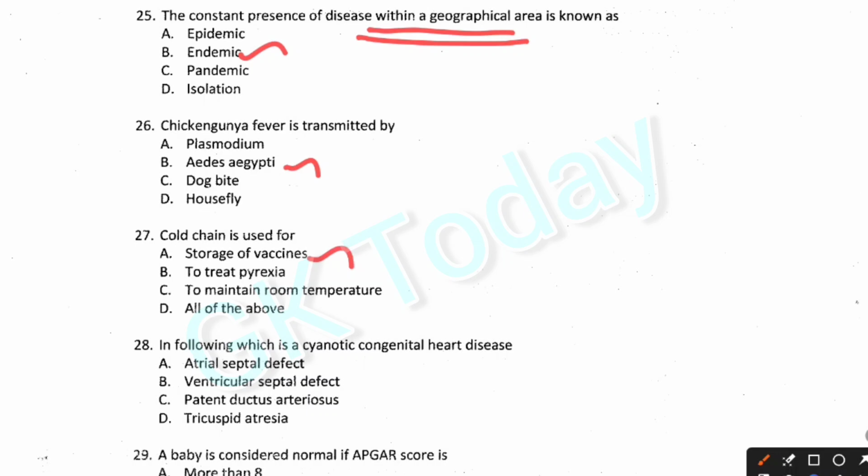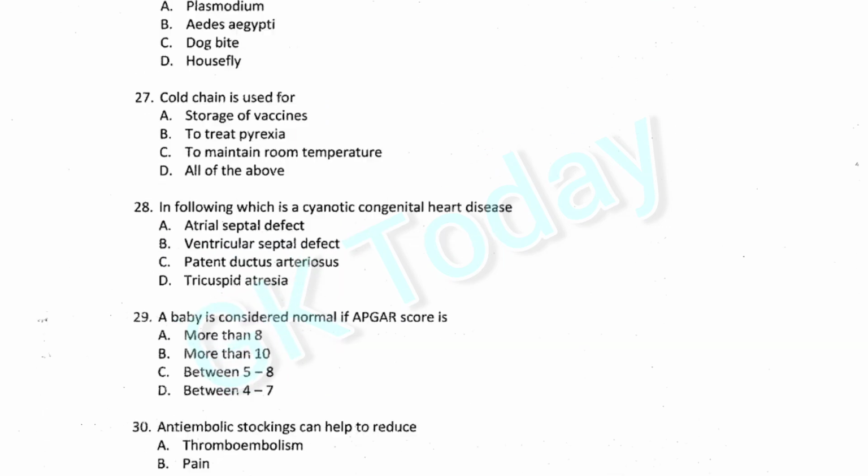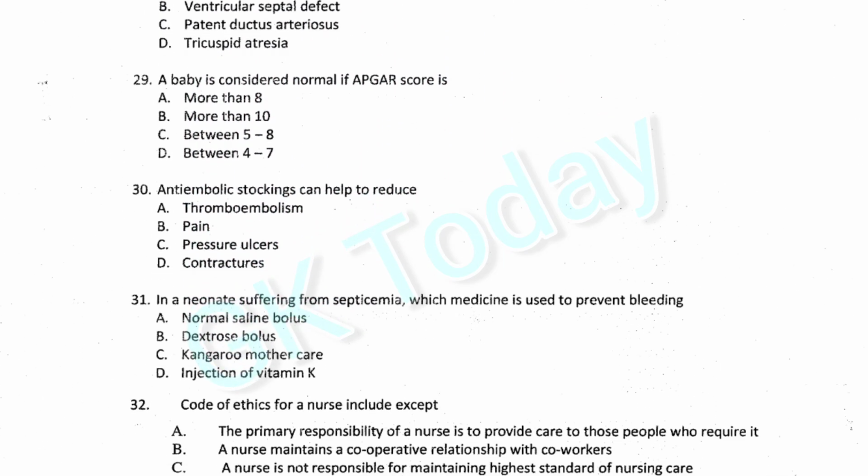Question number 28. Which of the following is a cyanotic congenital heart disease? Correct answer is option D, tricuspid atresia. Tricuspid atresia.